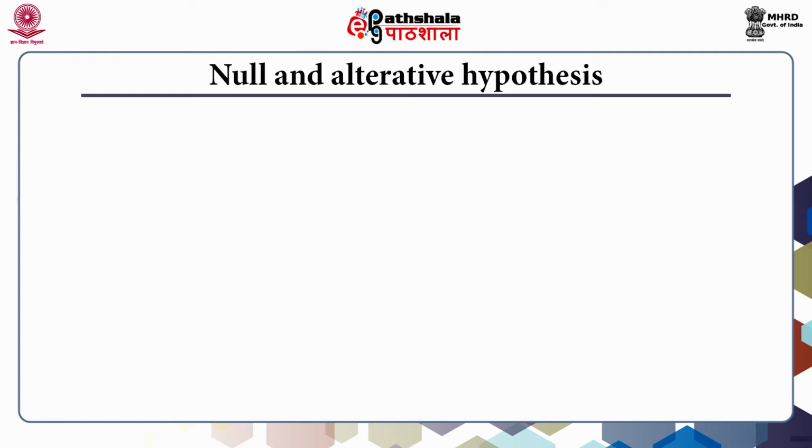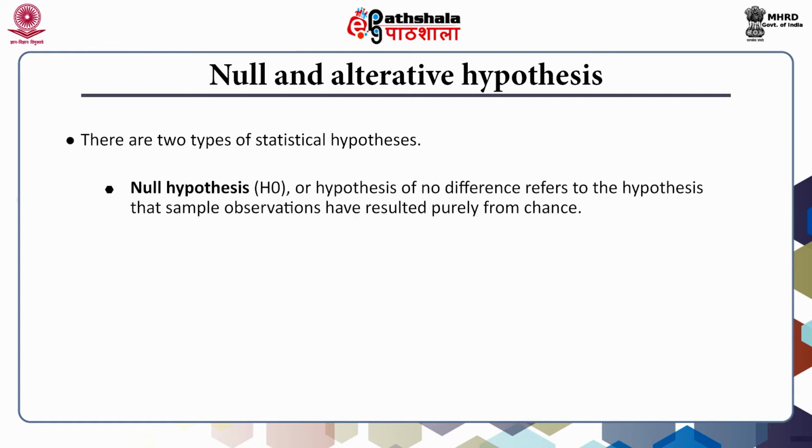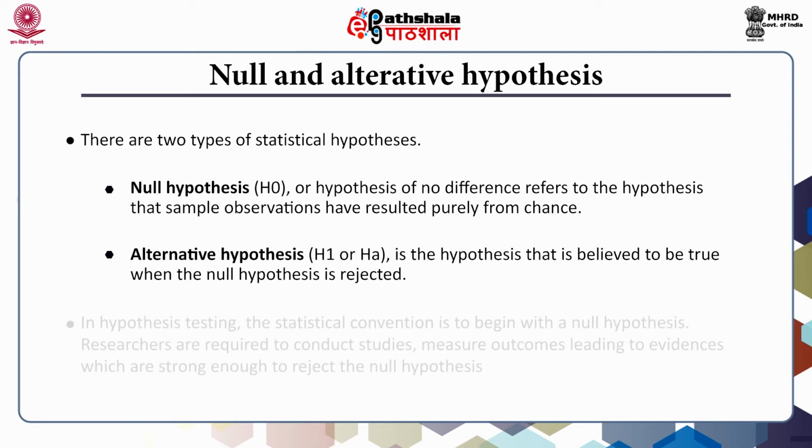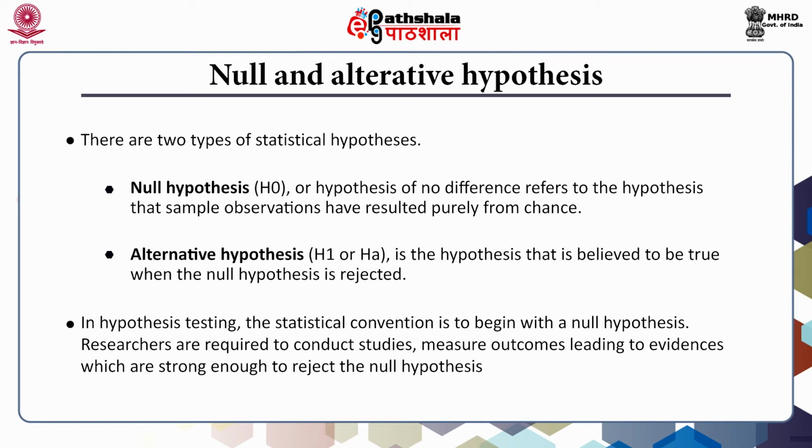Null and alternative hypothesis. There are two types of statistical hypothesis. Null hypothesis H0 or hypothesis of no difference refers to the hypothesis that sample observations have resulted purely from chance. Alternative hypothesis H1 or HA is the hypothesis that is believed to be true when the null hypothesis is rejected. In hypothesis testing, the statistical convention is to begin with the null hypothesis. Researchers are required to conduct studies, measure outcomes leading to the evidences which are strong enough to reject the null hypothesis.